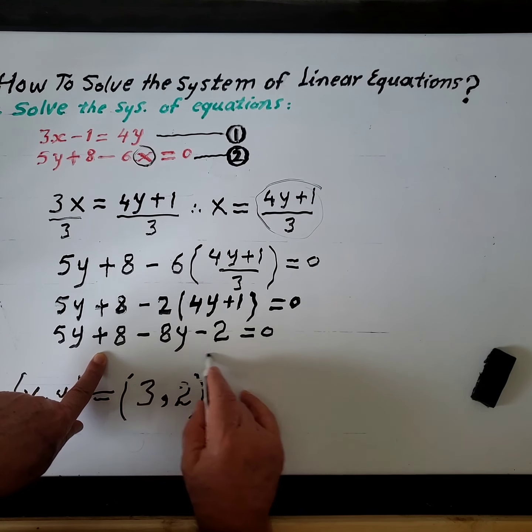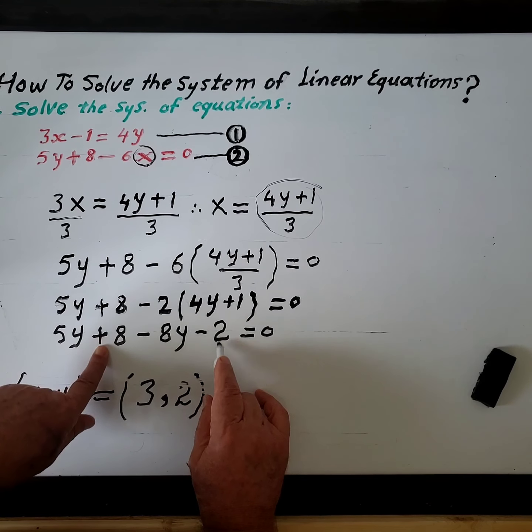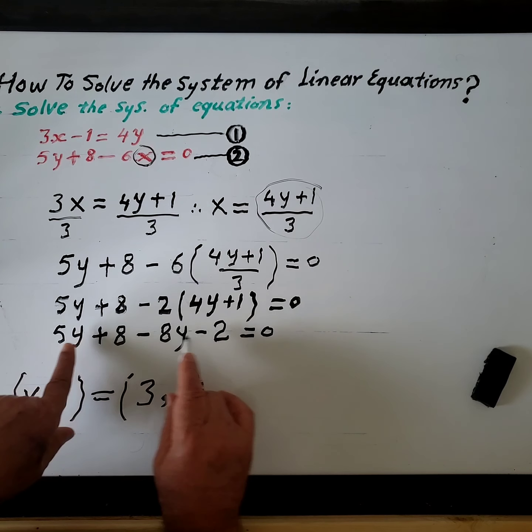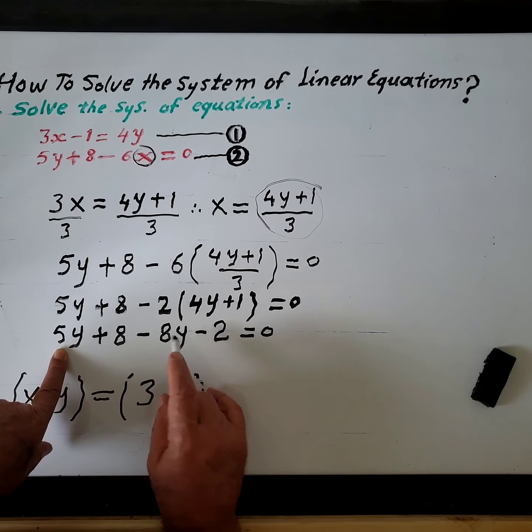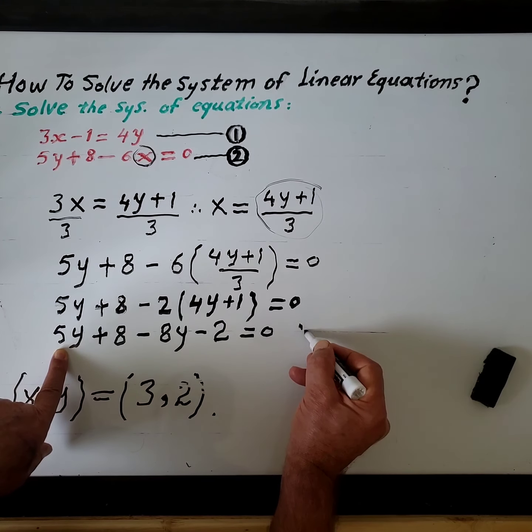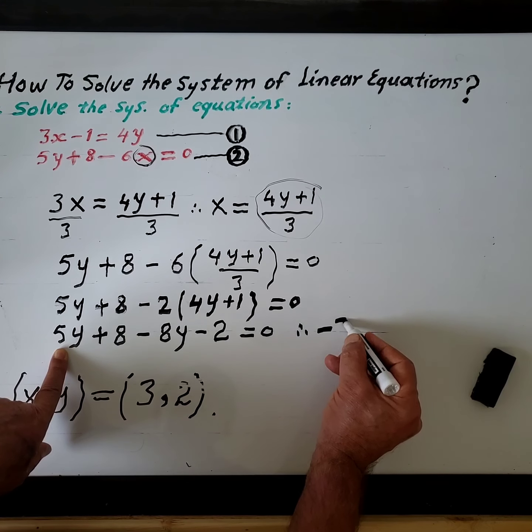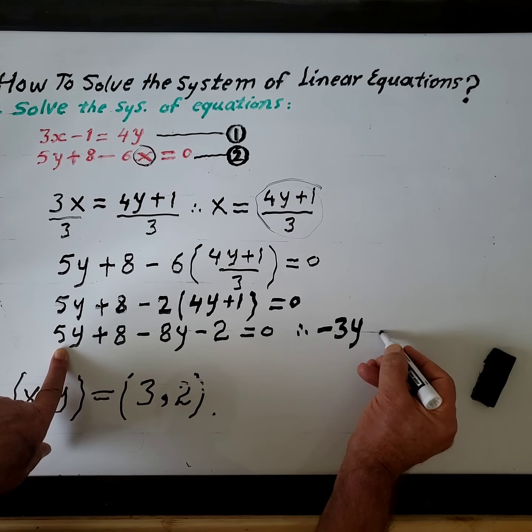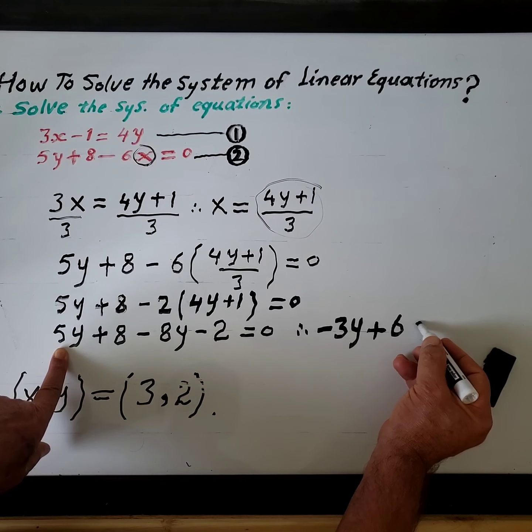Here, those together give you plus 8 and minus 2, it will give you plus 6. And those 5y minus 8y, it will give you minus 3y. So we can write here minus 3y plus 6 is equal to 0.